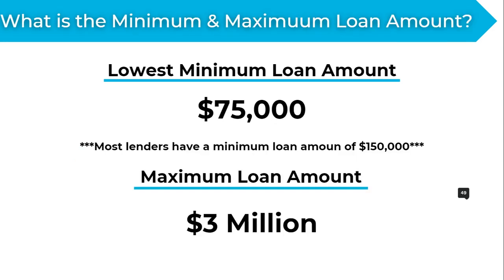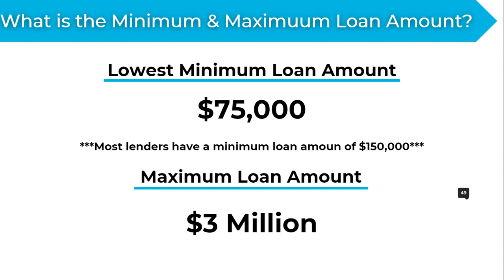Now, many lenders have minimum loan amount requirements. The lowest minimum loan amount is 75,000, and then most lenders have a minimum loan amount of 150,000. Okay, and then the maximum loan amount for most lenders is $3 million. This is the loan amount. This is not the purchase price.